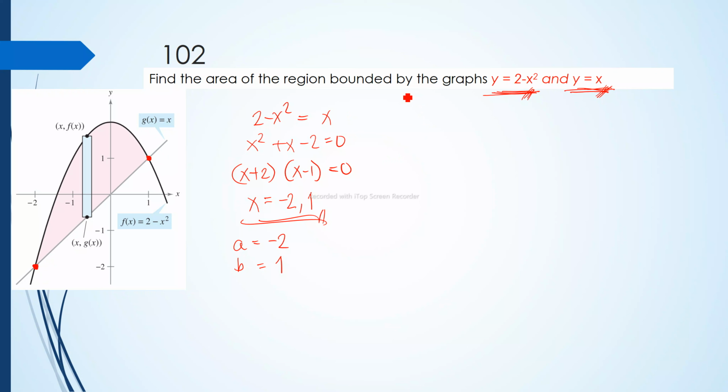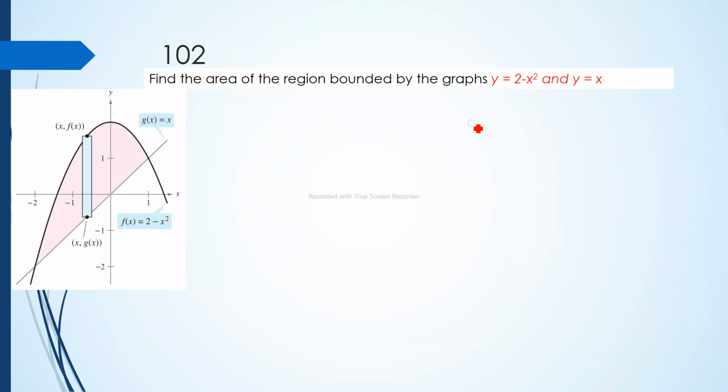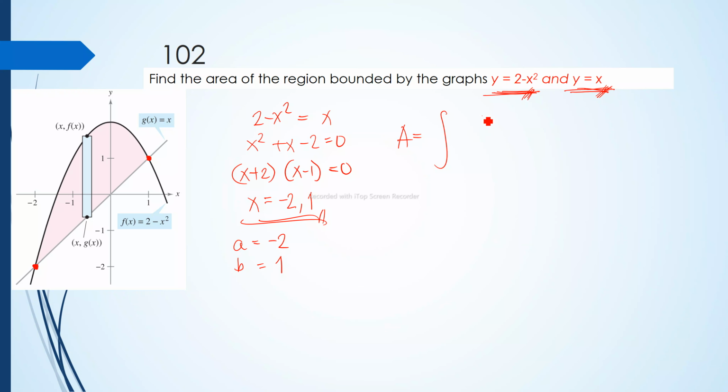Okay, having determined already our lower and upper limit, we proceed with getting our area. That is just the integral of the upper, which is 2 minus x squared, minus the lower, so minus x, dx from -2 to 1. Okay, obviously, this is just equal to, sorry, that is 1/3 x cubed.